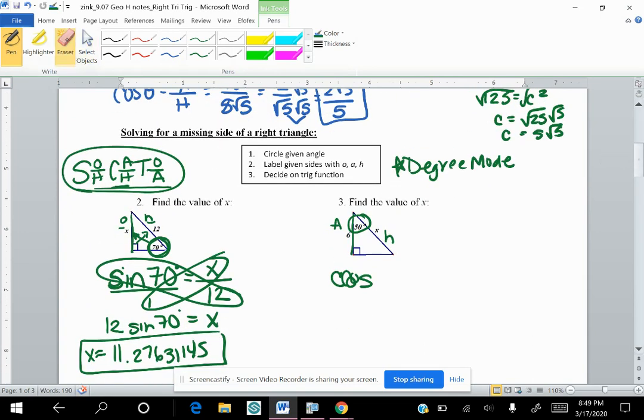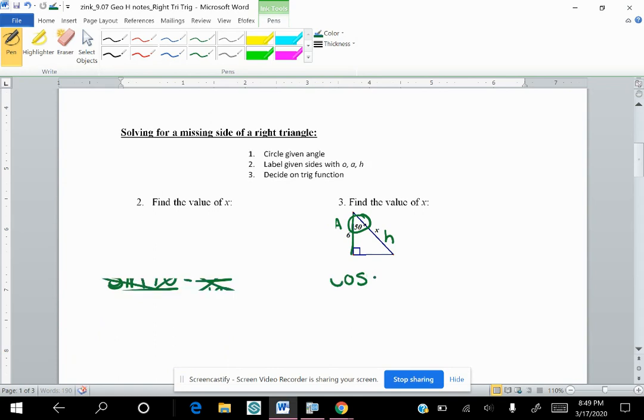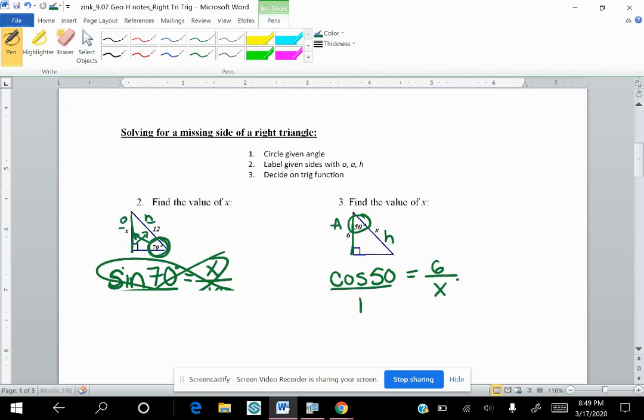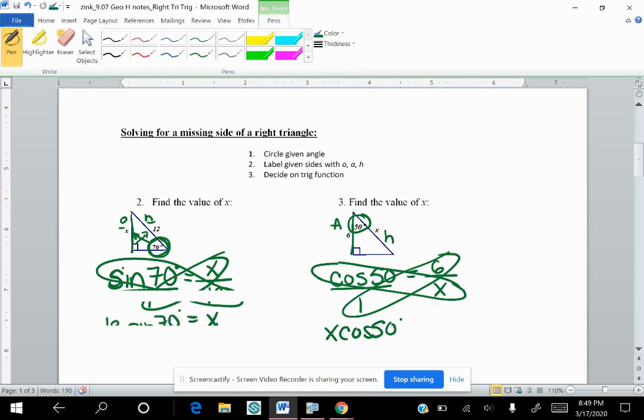I wrote it on itself too much. It's a little slow today. So I take cosine of 50 degrees, cosine of the angle, equals adjacent, which is 6, over hypotenuse, which is x. Put it over 1 and cross multiply. So again, you're going to put the x in front of the cosine. Do not, I repeat, do not write cosine 50x. It has to be x cosine 50.